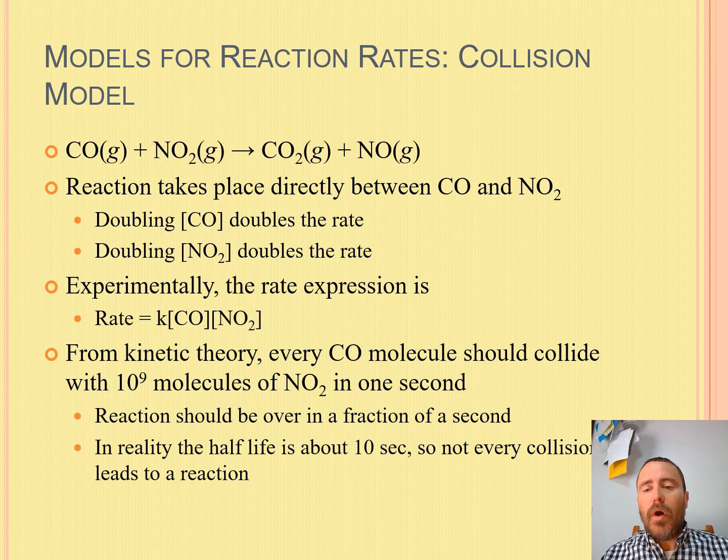All right, well, what we find using kinetic theory, and we'll talk a little bit about that before the chapter's done, is that if every time a carbon monoxide molecule collided with a nitrogen dioxide, right, then they would collide with 1 times 10 to the 9th molecules in every second, meaning that this reaction would take place so fast that we wouldn't even see the reactants. They would just be boom, we'd have products. And yet we can watch this reaction take place.